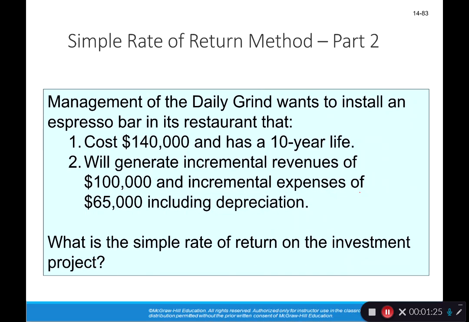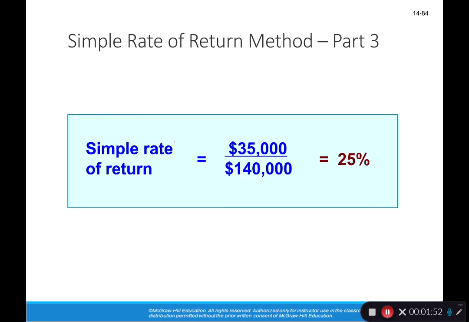So management at Daily Grind wants to install an espresso bar in its restaurant that costs $140 and has a 10-year life. It's generating incremental revenues of $100 and incremental expenses of $65. So what's the simple rate of return? First we figure out our net operating income, which is the difference between the 100 and the 65, which is $35,000, and we divide that by the initial investment of $140. Here you can see that the simple rate of return would be 25%.